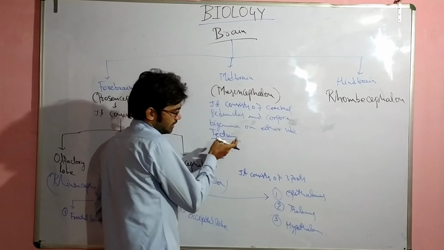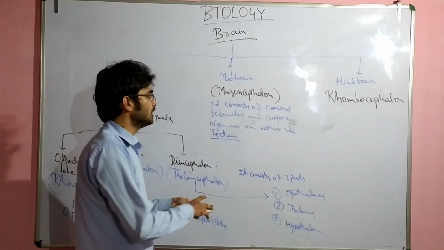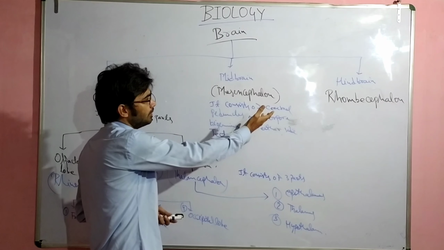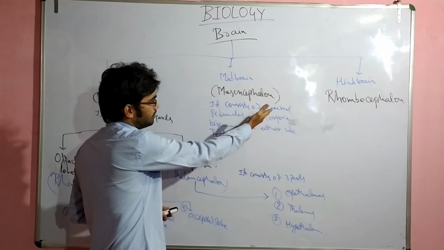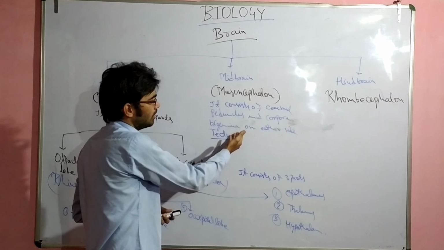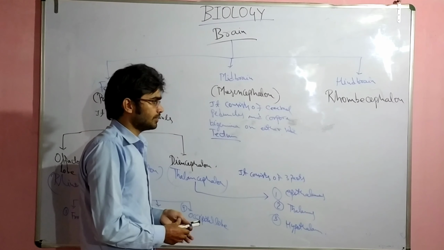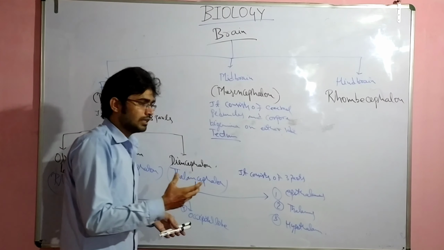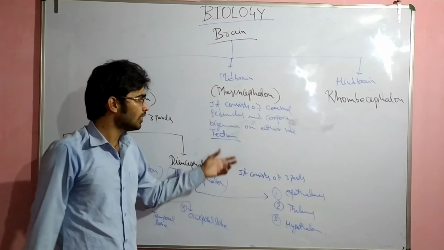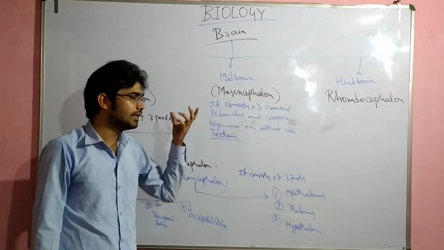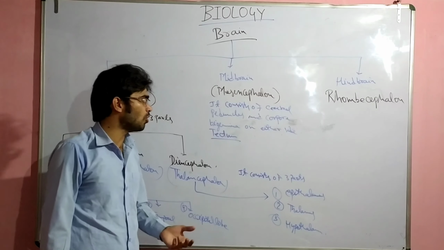Always remember this. This is a very vital question in PMT. They ask what the tectum is. The tectum is collectively the cerebral peduncle and corpora quadrigemina. Together it is called the tectum. There are superior colliculi. There are two colliculi which play a crucial role in auditory and visual response.